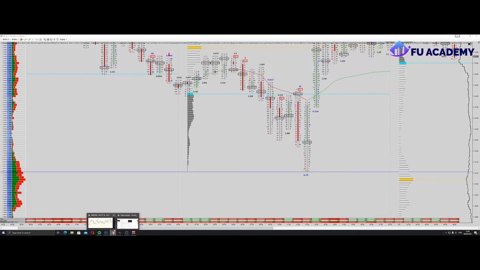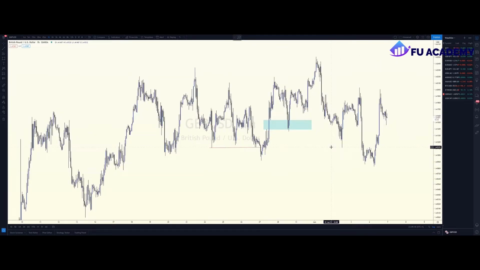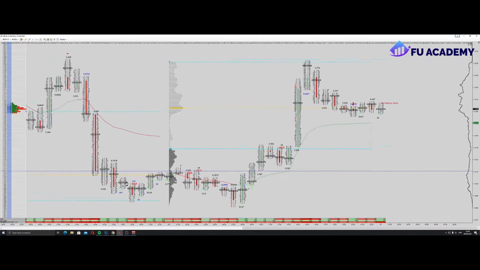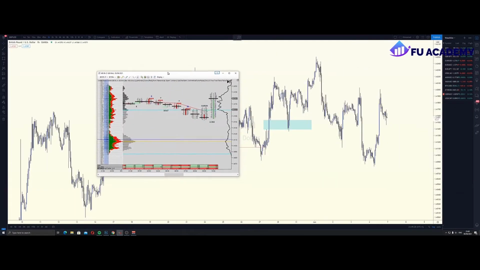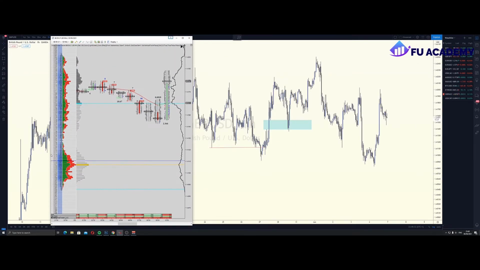So this is exactly what we're doing. We're waiting. Now I actually don't even know which candle that was. Let's see really quickly. This one. So I believe this one was this candle.